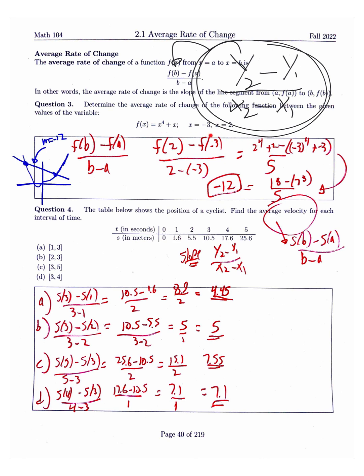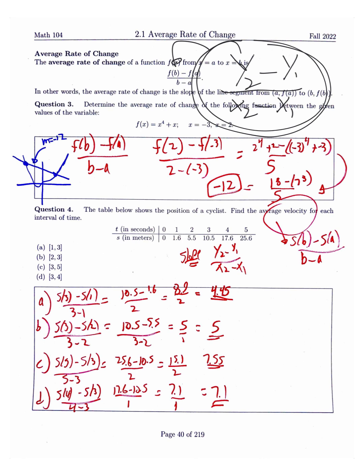Well, that'd be 2 to the fourth plus 2, minus, and make sure you use parentheses here because it's minus this whole thing. So plug in negative 3. So minus negative 3 to the fourth plus negative 3. And then do that. That equals 18 minus 78, which is negative 60, over 5, which is negative 12.